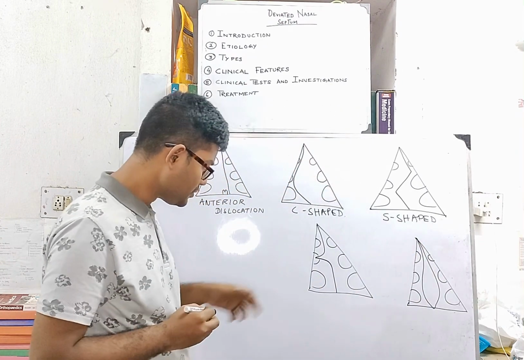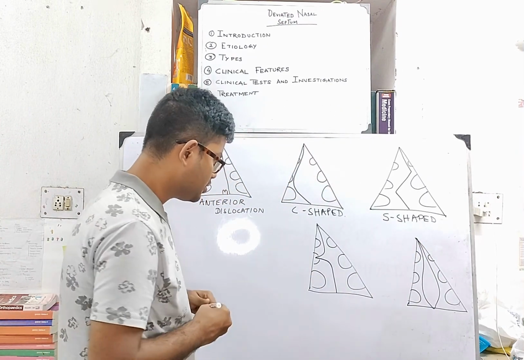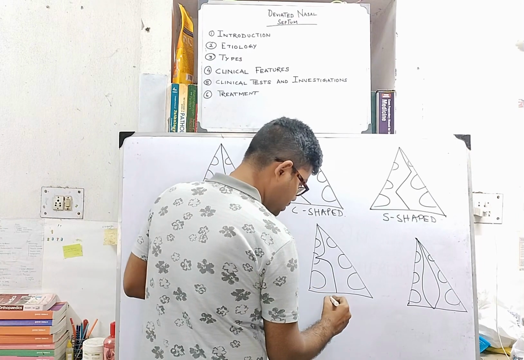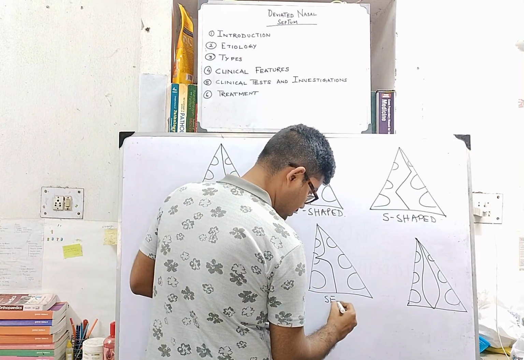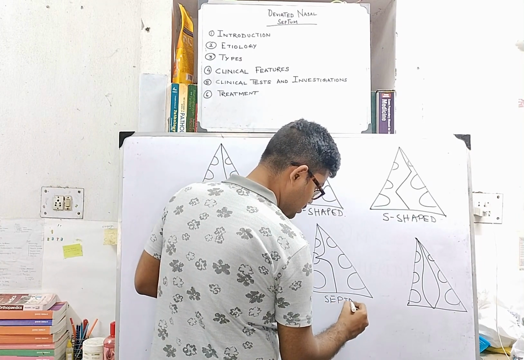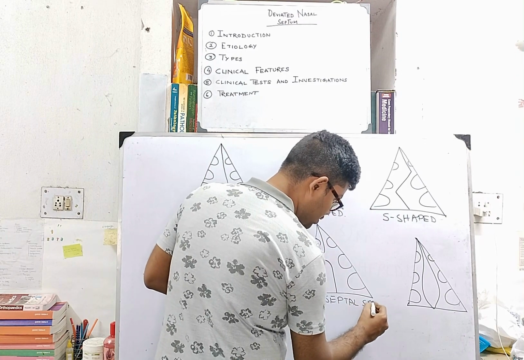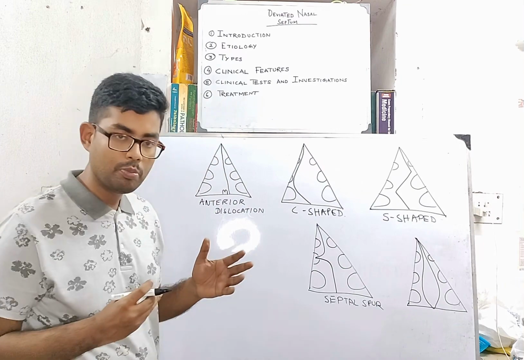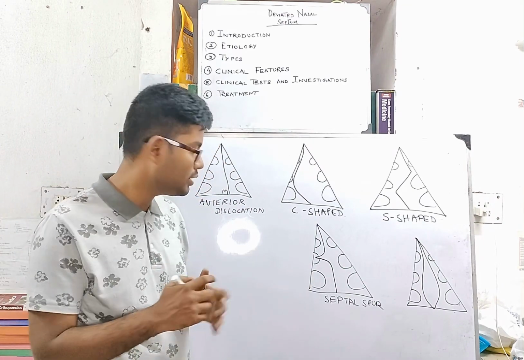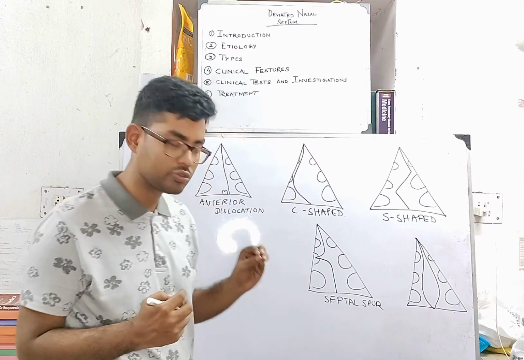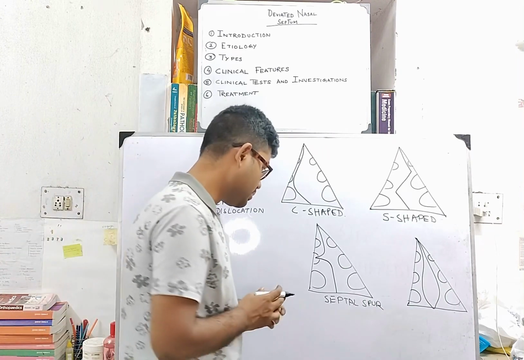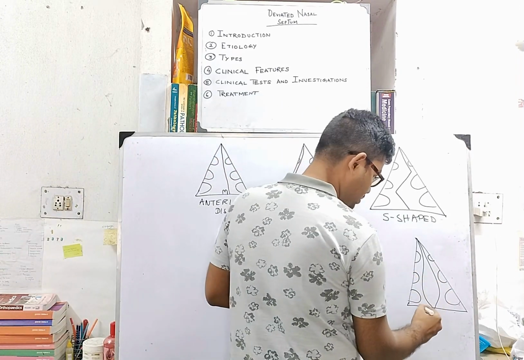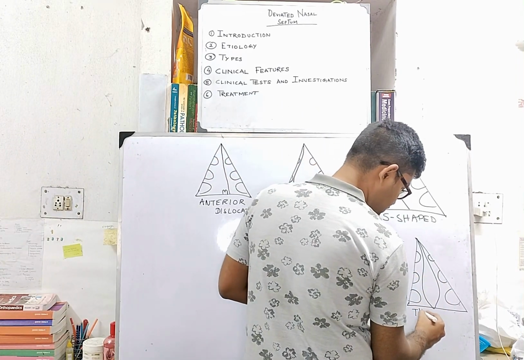Now, this is very important. This is what we call a septal spur. Now, a septal spur usually occurs in the junction of the bony and the cartilaginous part, most commonly. And then finally, this is a thickening of the nasal septum.